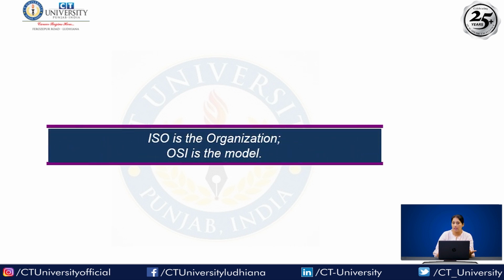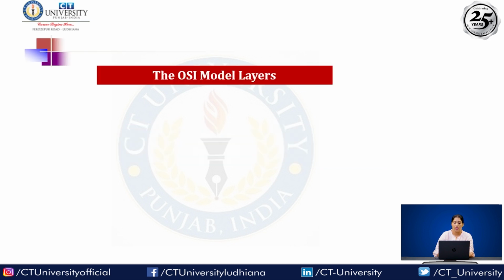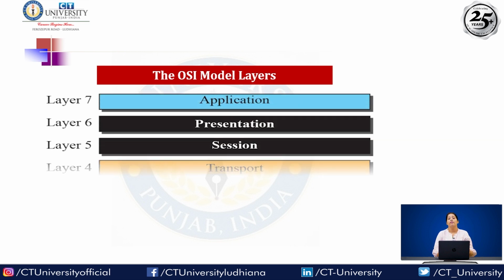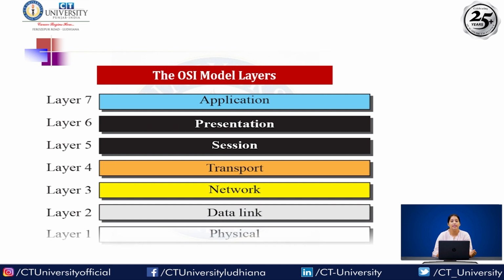Now, ISO is an organization, OSI is a model. Now we will talk about the OSI model layers. We have 7 layers in this model, starting from the physical layer, followed by the data link layer, then network layer, transport, session layer, presentation layer, and the last one is the application layer.